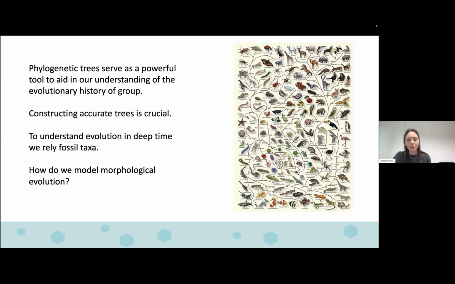Morphological data was the first type of evidence that was used in phylogenetic analyses, but a lot of Bayesian type analyses focused on molecular data initially. So we always need to think about how we actually model morphological evolution, and there are different model components available in Bayesian analyses.